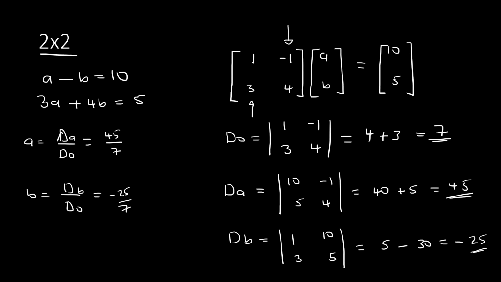And even with 3 by 3 you're going to do it the same way. The only problem is that your determinant will take longer to calculate because we must expand along a row or column first. But let's do it for 3 by 3. Another difference with 3 by 3 is they won't ask you to calculate all your variables because you have 3 variables. They will ask you to calculate only one variable.